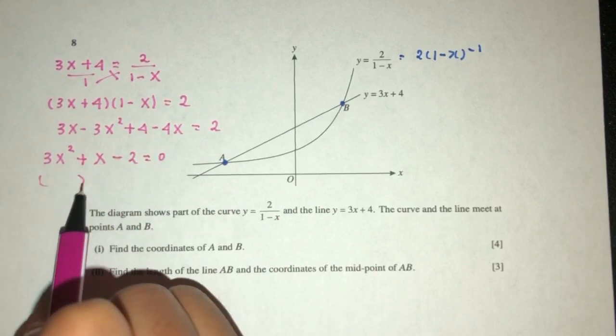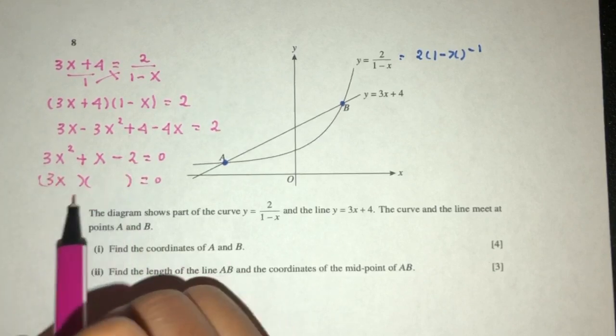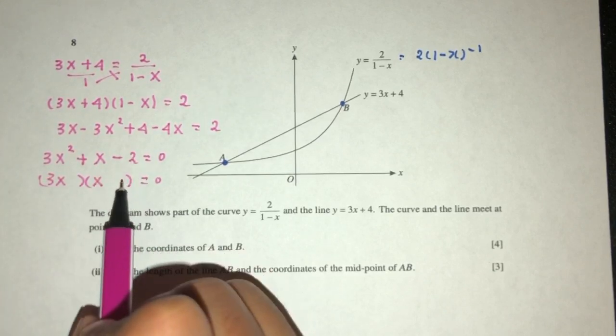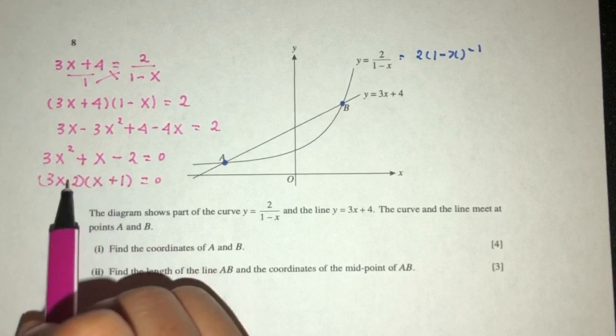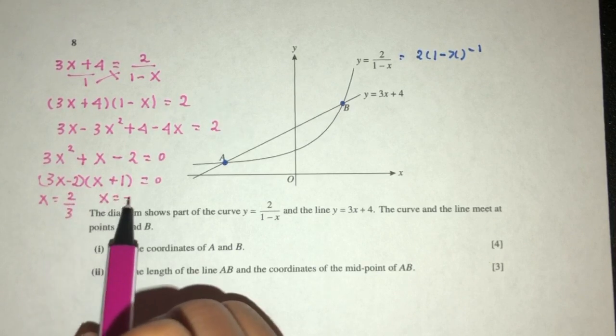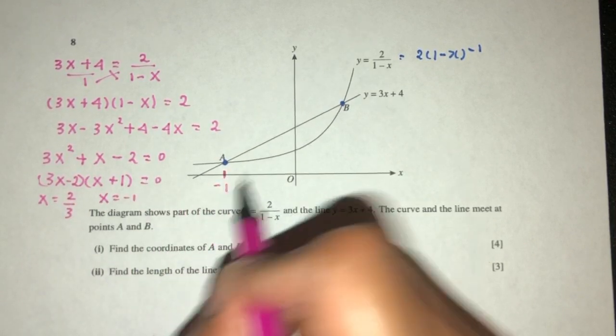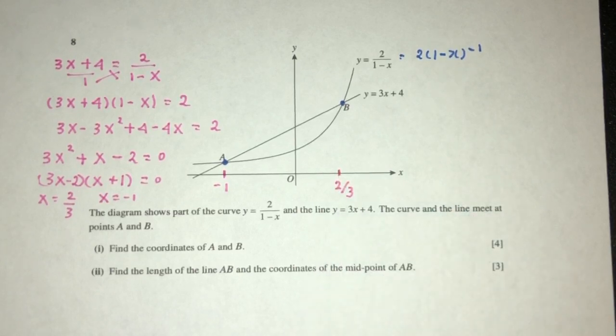So we can factorize because we have a quadratic equation. That should be x here, that should be x here. Here we have 2, 2 is 1 times 2. Now we need plus 1, we have to have plus 3 minus 1. x will be 2 over 3, x will be minus 1. Minus 1, 2 over 3. That is my point x.